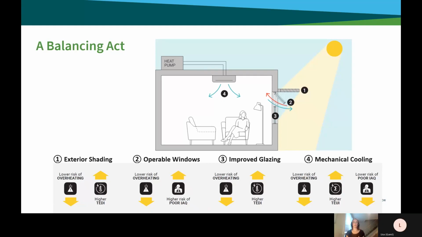Operable windows are a measure that you can use to reduce your risk of overheating. It's a passive strategy that uses very little energy or no energy at all. But it also can increase the risk of air quality issues since you're opening the window up to the outside and to whatever smoke or other sources of air pollution may be out there. Adding mechanical cooling can overcome that issue by allowing you to cool spaces without having to open the window, but then you're increasing your overall energy demand. So really trying to think about all these things as they work together is really important, again, for whatever specific project and set of circumstances you're designing in.